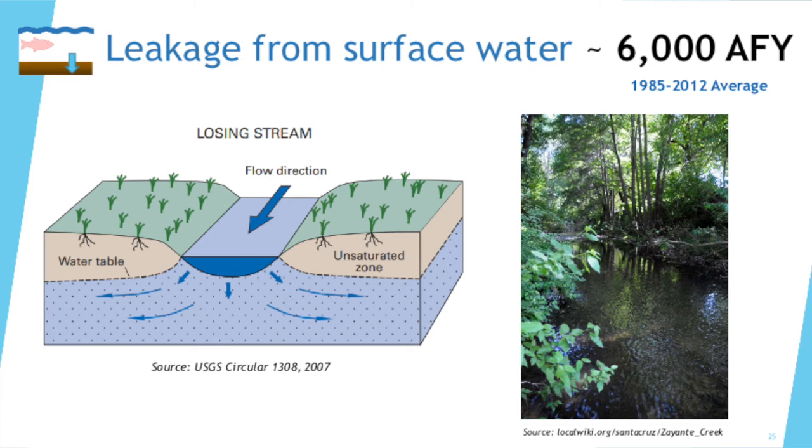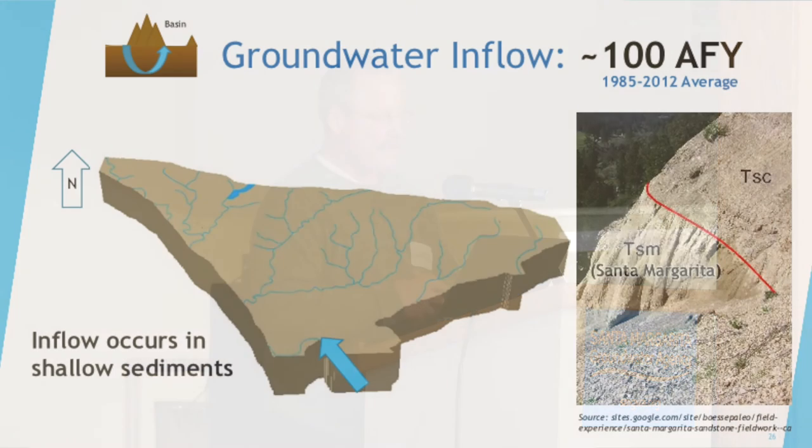Then leakage from the streams, like I mentioned, where you have water percolating from these surface water features, is about 6,000 acre feet per year. Then we have groundwater inflows. You can see it's a really small amount, about 100 acre feet per year. It's not even measurable, probably. And that's what I was talking about.